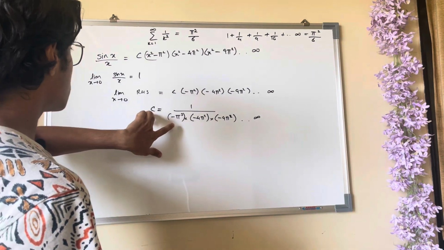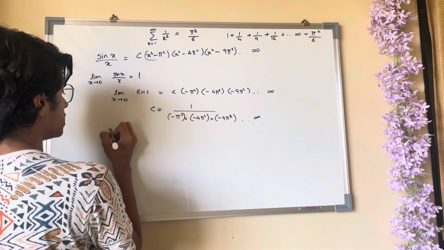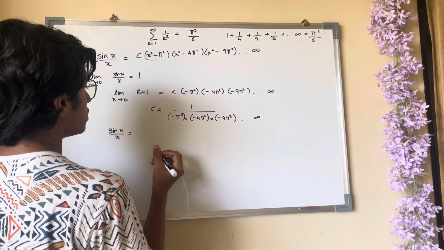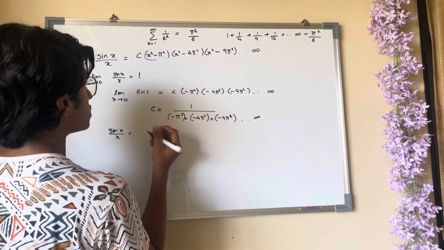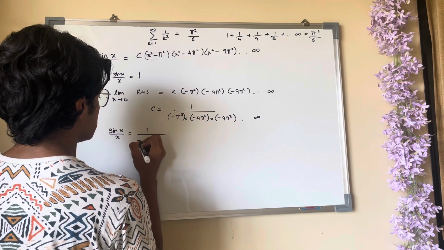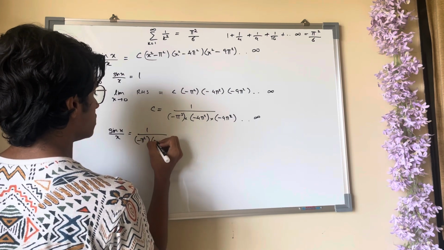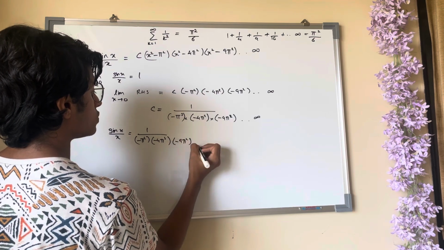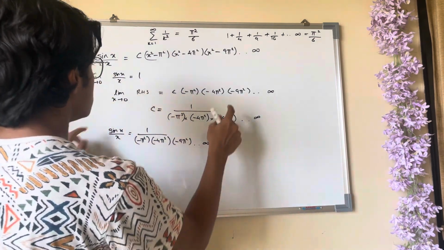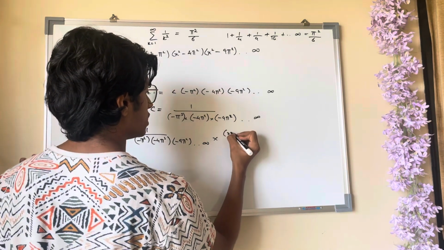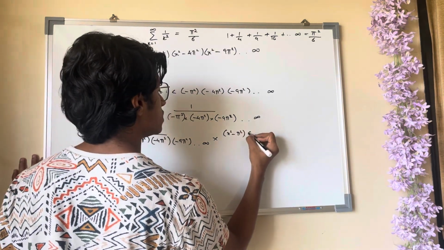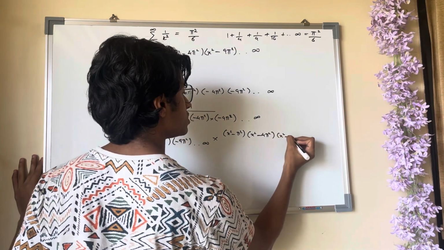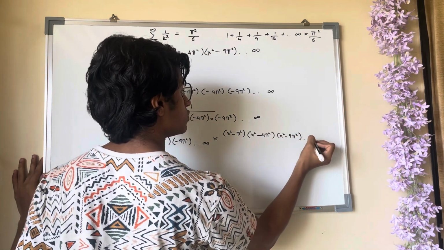Putting in the value of the constant c here, we get that sin x by x is equal to 1 by minus pi square, minus 4 pi square, minus 9 pi square, and so on till infinity, and these terms, that is x square minus pi square, x square minus 4 pi square, x square minus 9 pi square, and so on till infinity.